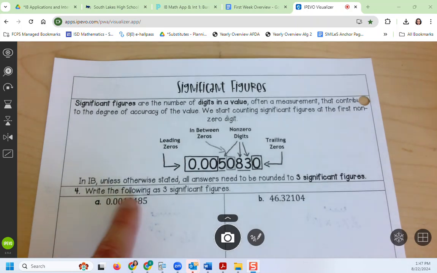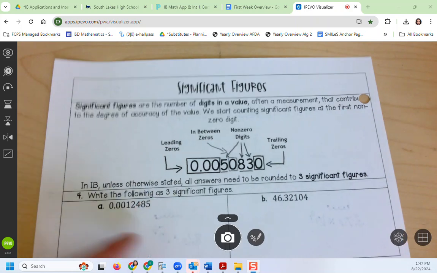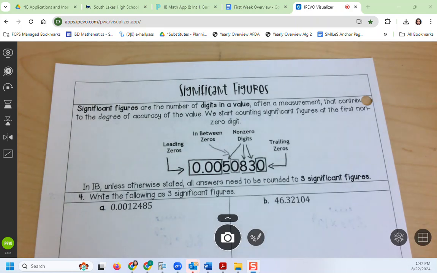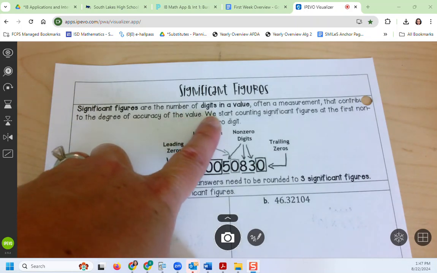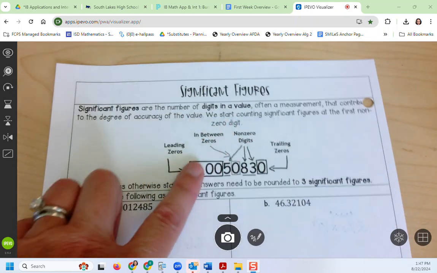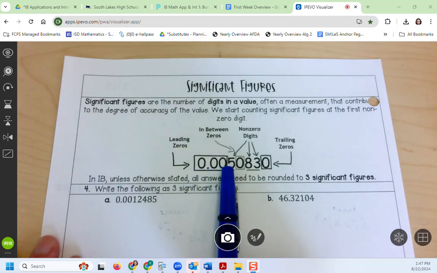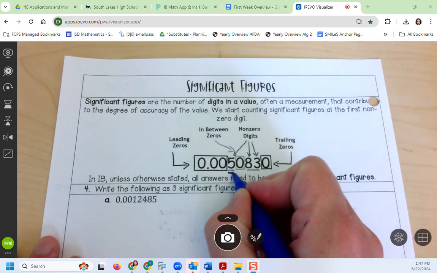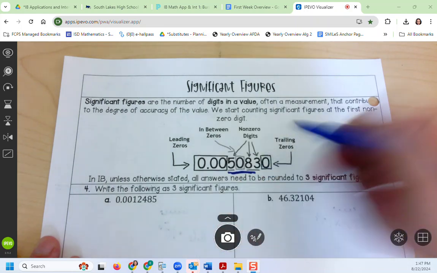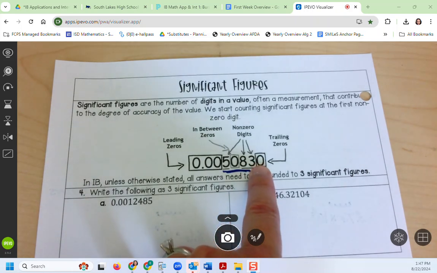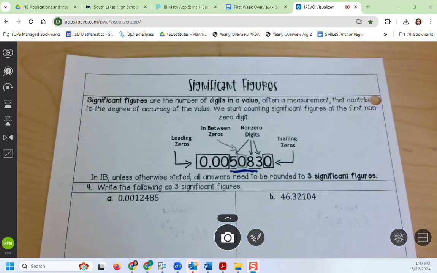So this is to write the following as 3 significant figures. So we're going to go back and see what are those, okay? Significant figures are the number of digits in a value, often a measurement, that contribute to the degree of accuracy. And we start counting significant figures at the first non-zero digit. So looking here, we would start counting the significant figures at the 5. And these are the significant figures, the 508. You still have to round after that 8. You have to look and see if this number was 5 or more, I would round the 8 up to a 9. And since it's not 5 or more, then it's just going to be 0.508.